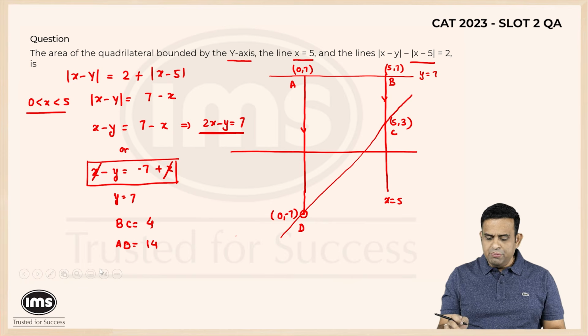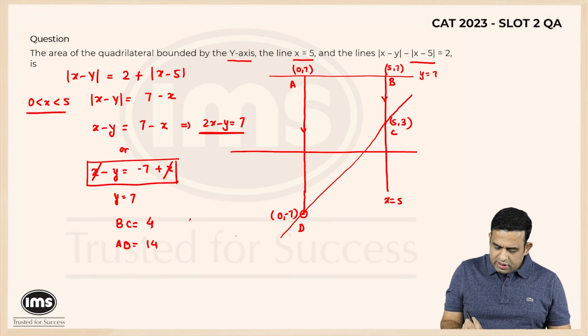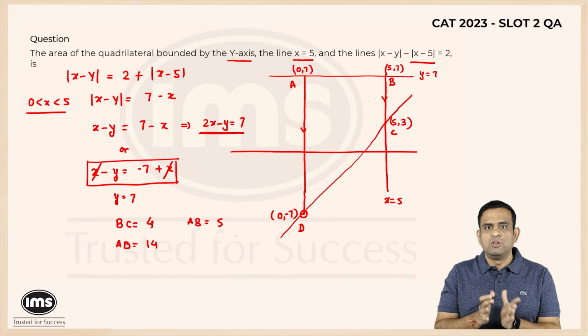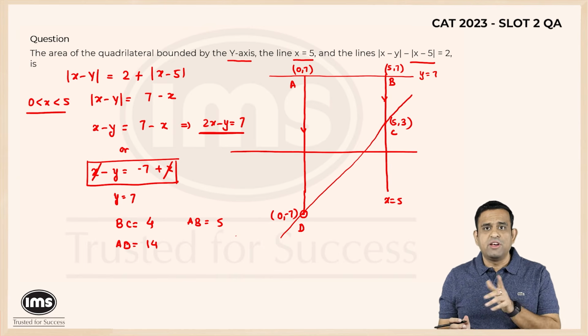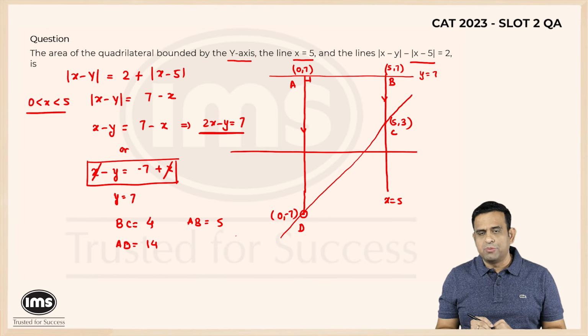So we got the length BC as 4, the length of AD as 14 and the length AB is nothing but 5, because in this particular case if you look at the points A and B, the y coordinates are the same. So the length of AB is nothing but the gap between 5 and 0, which is 5. So now AB is also, one can say, the height for this trapezium.